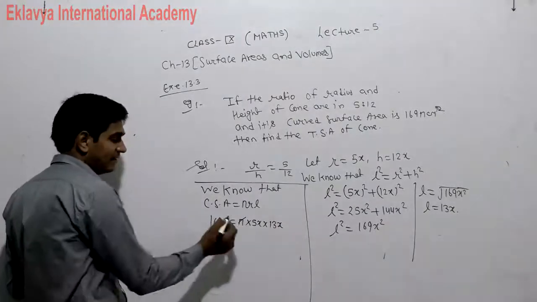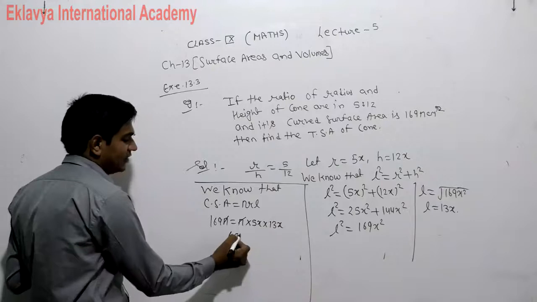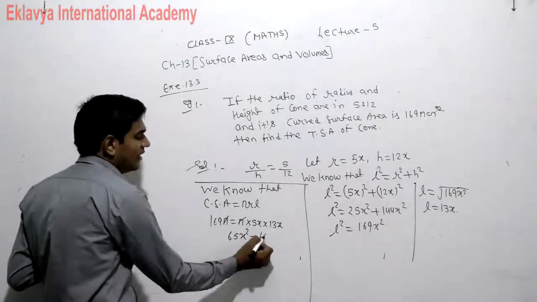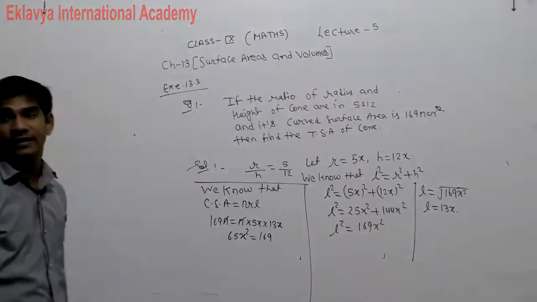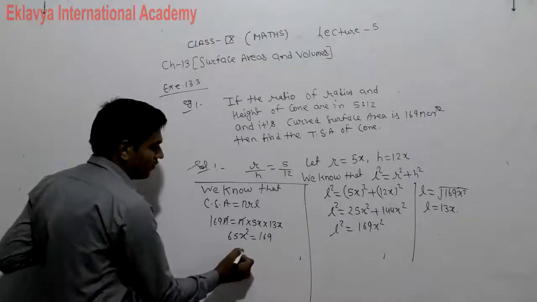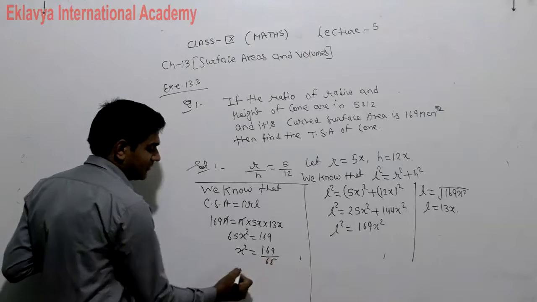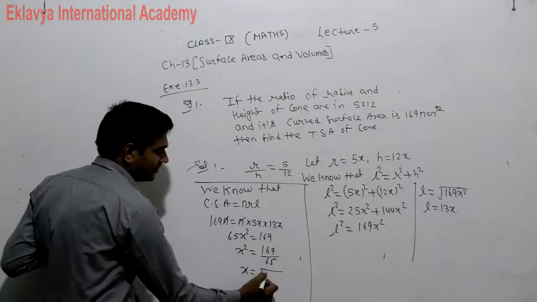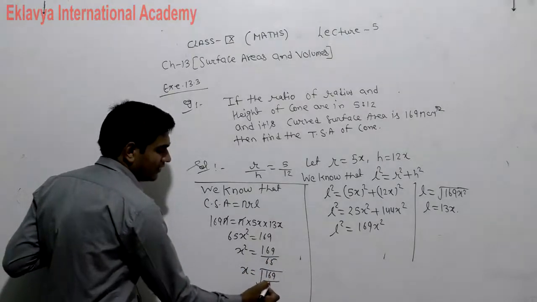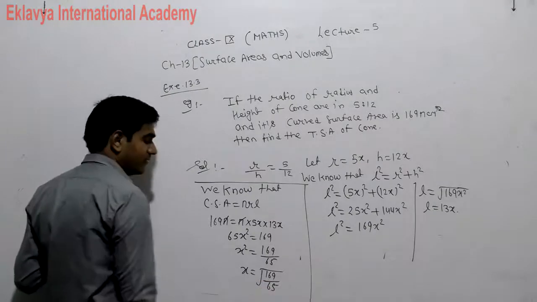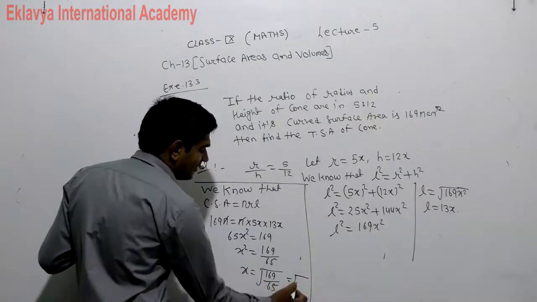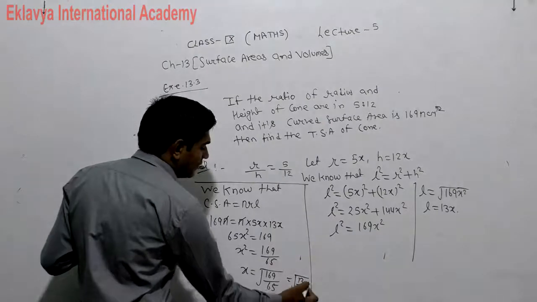Pi cancels. So 13 times 5 is 65. x square is equal to 169 upon 65. So from here, x square is equal to 169 upon 65. So what is the value of x? Under root 169 upon 65, or that can be written as under root 13 upon 5.